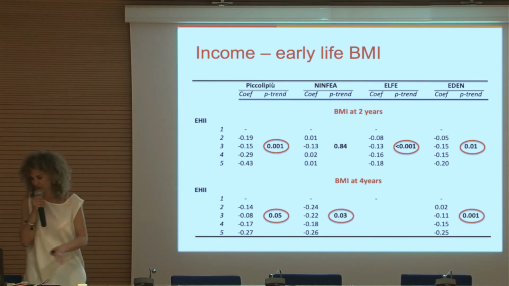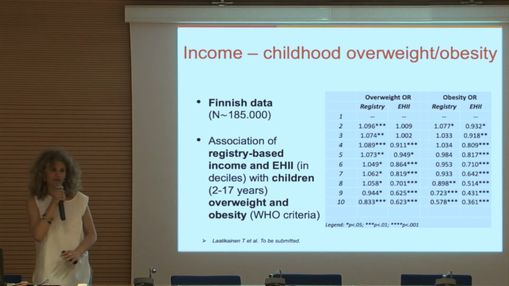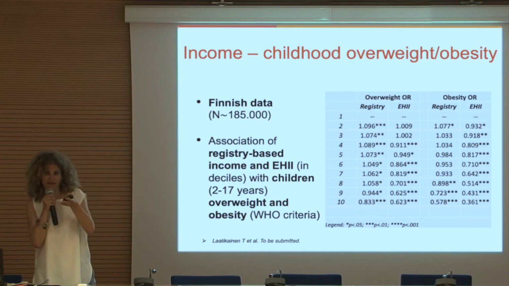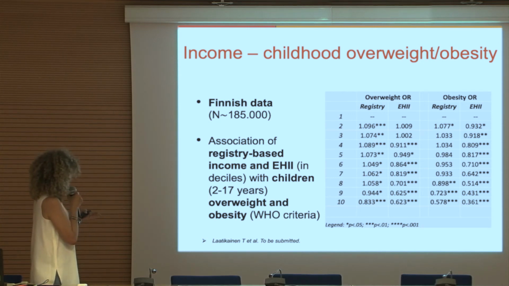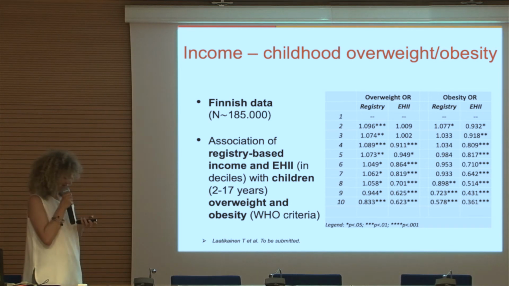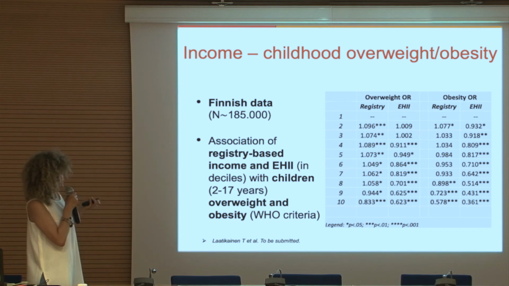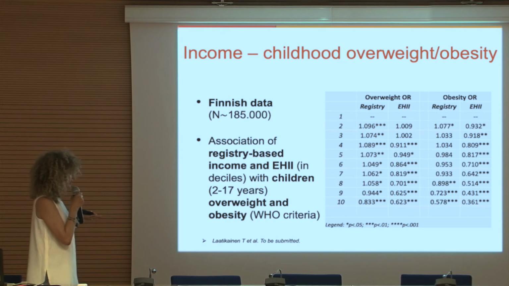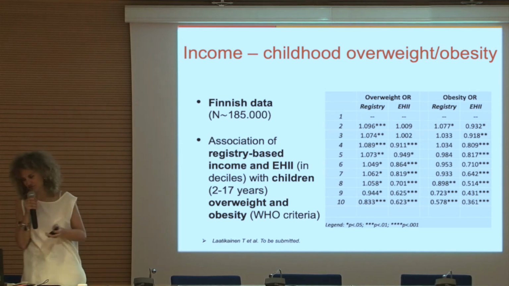studies at 4 years. The last association study I will present uses the Finnish survey data I've mentioned before, the one where we have both the registry-based income and the predicted income, our income indicator. And in this study, we evaluated the association of this variable with children's overweight and obesity. We calculated the odds ratio of overweight and obesity. Here, the income variable is divided in deciles with the poorest as the reference. And what we observe is that the higher the income, the lower the odds ratio of overweight and even lower for obesity, with effects which are stronger using the predicted income compared to the registry income.